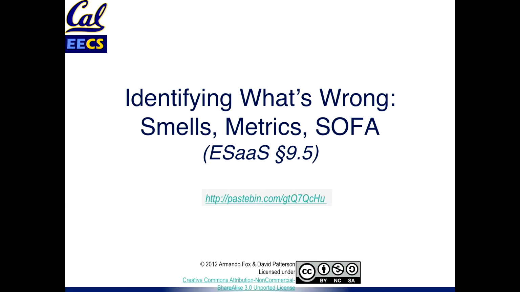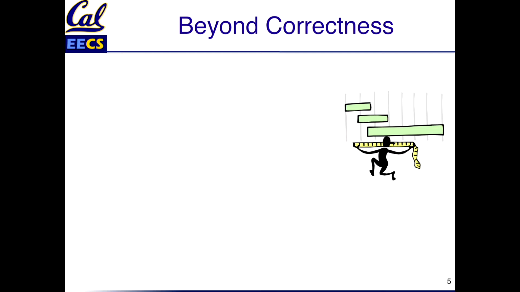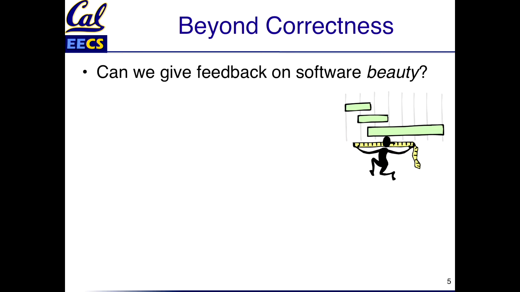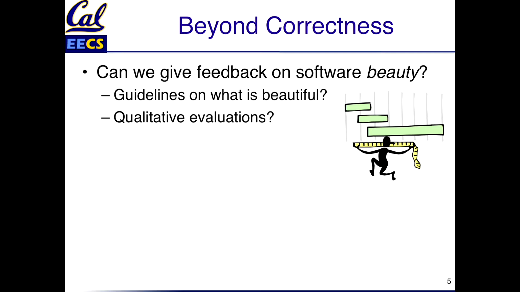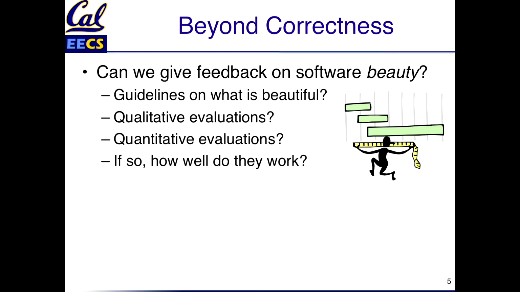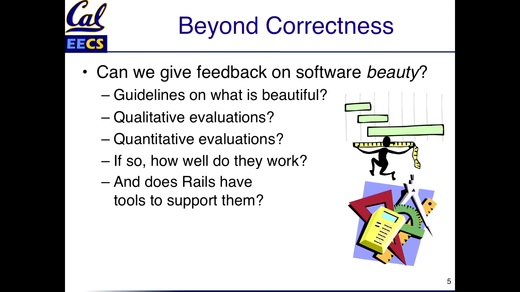So we're going to talk about ugly code, which is something you hopefully don't spend a lot of time talking about. So can we do something beyond just correctness? Can we talk about the beauty of the code? And what are our guidelines on how to make beautiful code? Can we actually evaluate beauty qualitatively? Can we do it quantitatively? And how well will these tools and metrics work? And then do we have tools to help with that? So that's our motivating question.